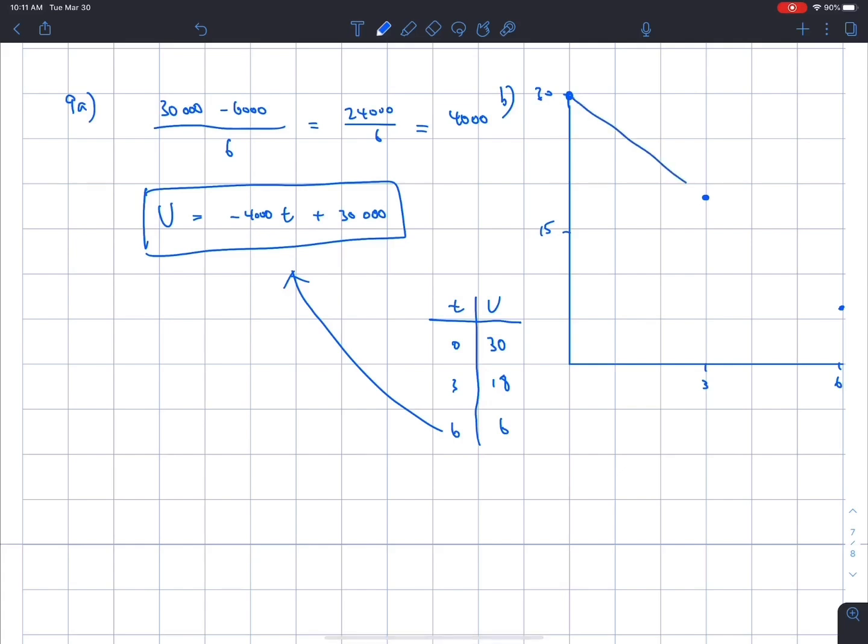Okay, and then this time I can connect them because it makes sense to have decimal values for time. Right? It doesn't have to be 1 year. It could be 1.1 years or 1.2 years.